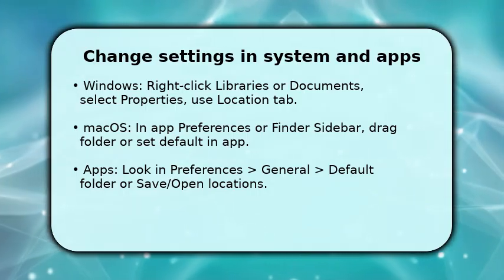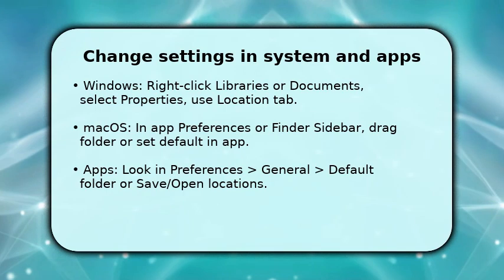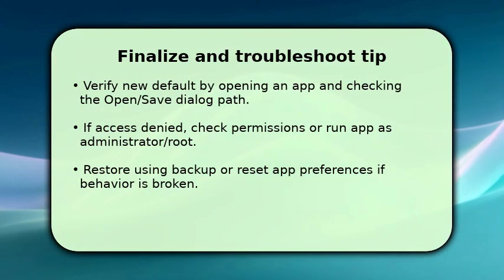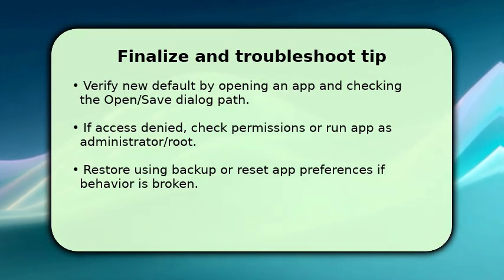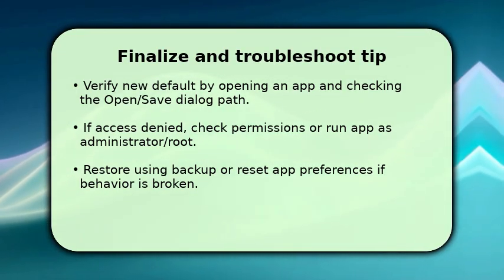Finish by testing. Open several apps and confirm the open or save dialog opens to the new location. If it still points to the old folder, double-check the path entries and reapply the preference. You may need to restart the app or computer.